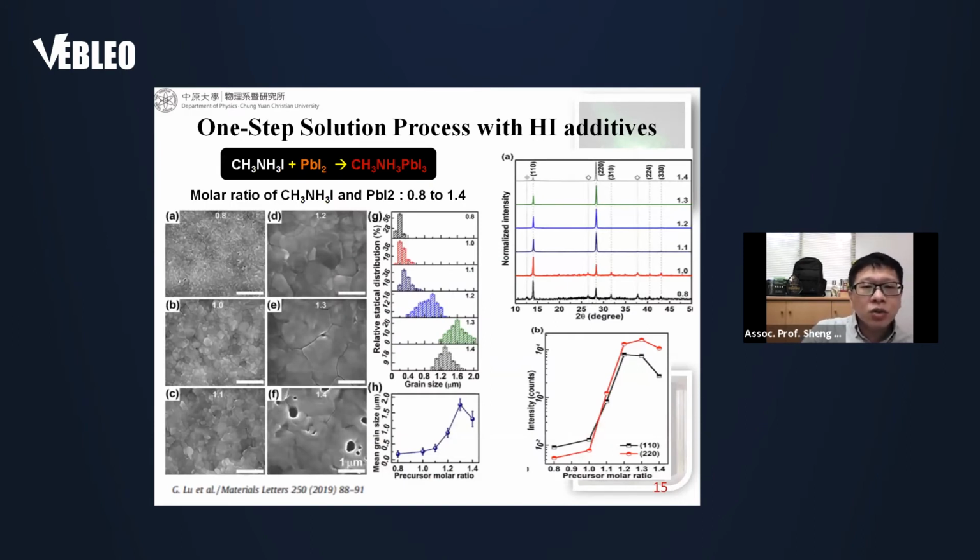Okay, so we also need to know how to fabricate the high performance perovskite thin film. This is the first method they use. They use MAI plus PbI2. This is a one-step solution process. And they just add HI as the additive. Then the different concentrations of HI can change the morphology a lot. Okay, so this is the first method.